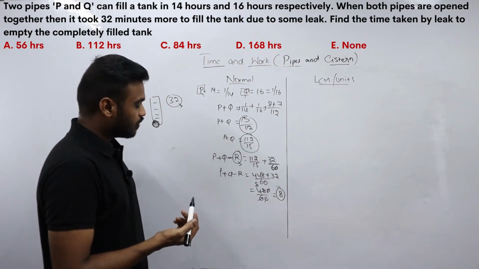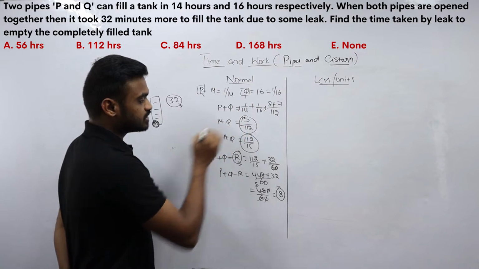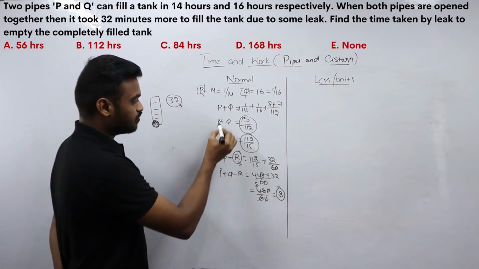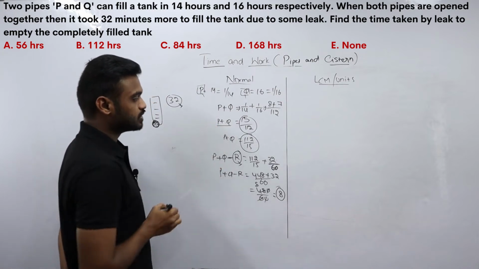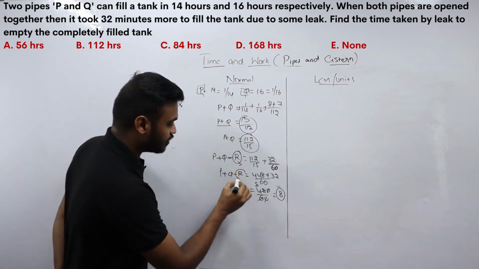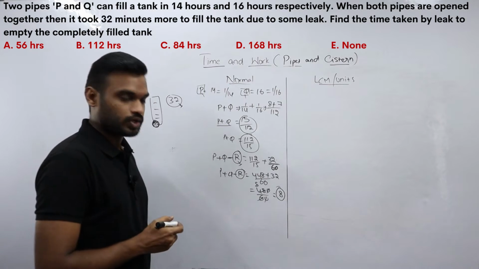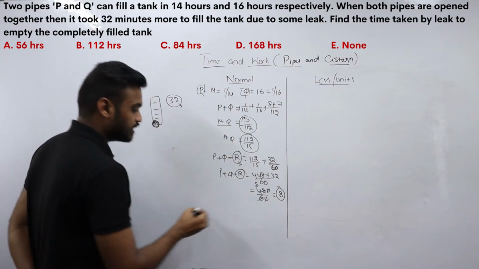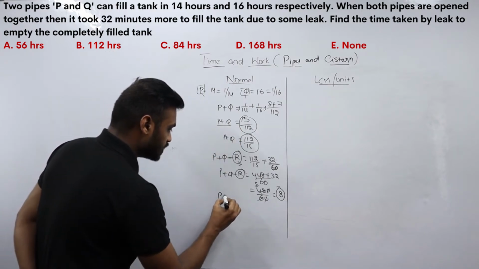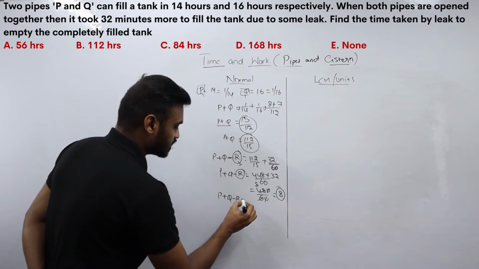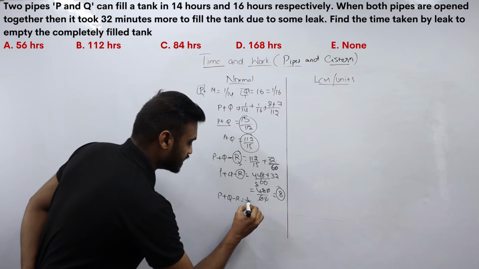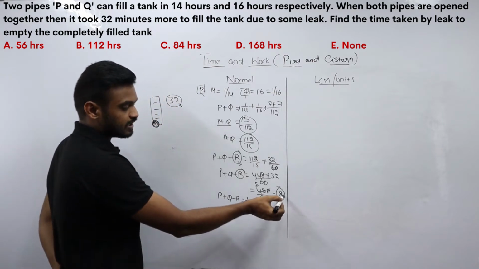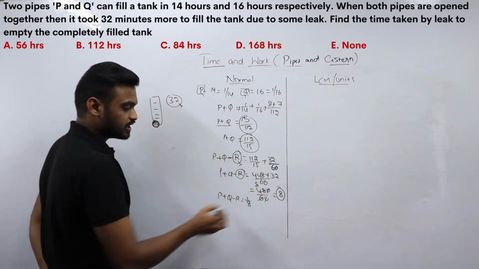Now we already know the efficiency of P plus Q here. If I substitute this efficiency of P plus Q, I will come to know the total time taken by R to finish the entire work. P plus Q minus R can complete the total work in 8 hours, so 1 hour's work is 1 by 8.